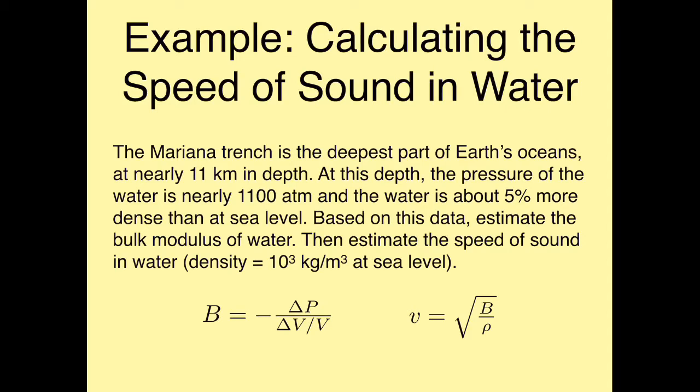So we're going to calculate B, the bulk modulus for water, using the definition. And then once we've done that, we're going to calculate the speed of sound in water from the bulk modulus and the density. And the density of water, by the way, is 10 to the third kilograms per cubic meter at sea level. So let's work this out.